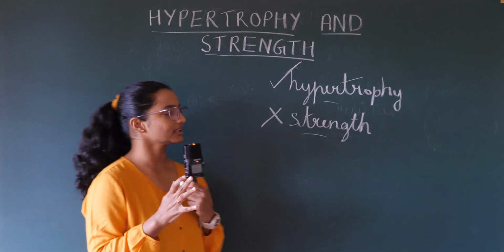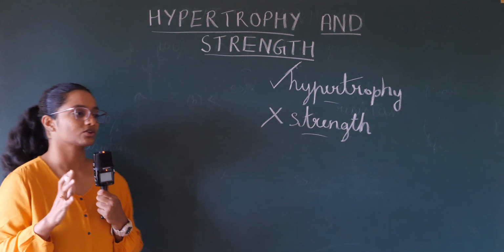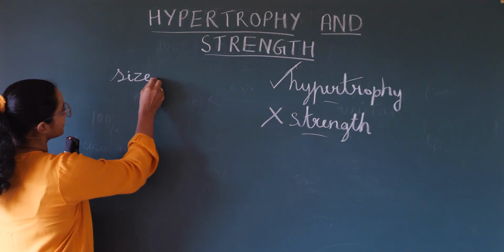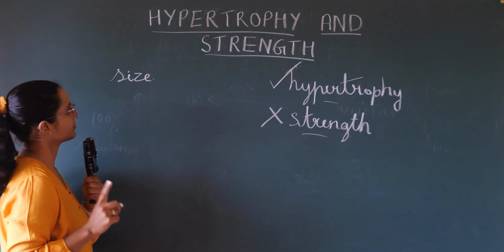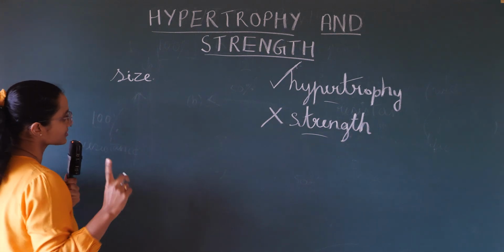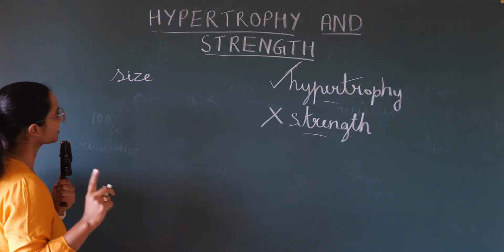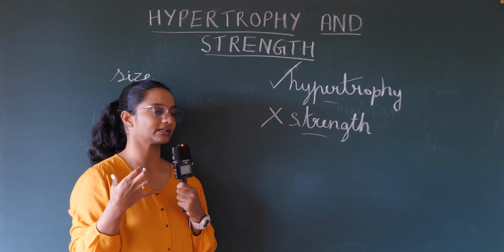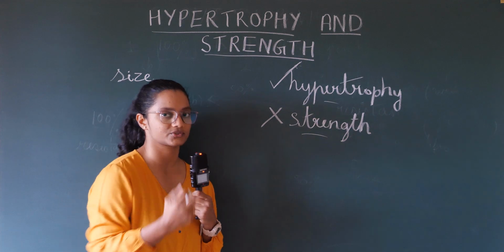So hypertrophy is nothing but the size of the muscle. It's muscle size hypertrophy. And strength is something else. Strength is about having the ability of the muscle to generate force.